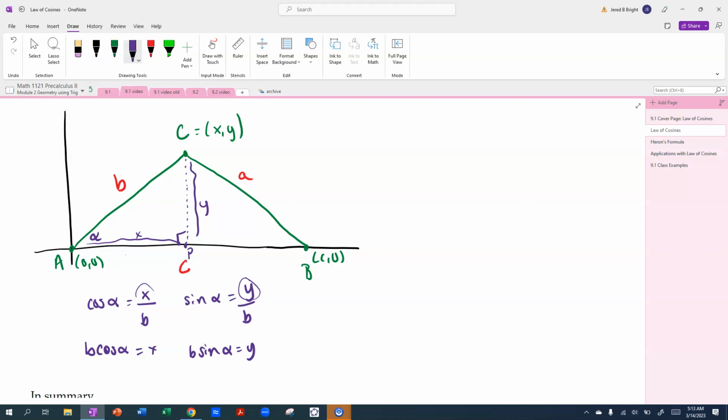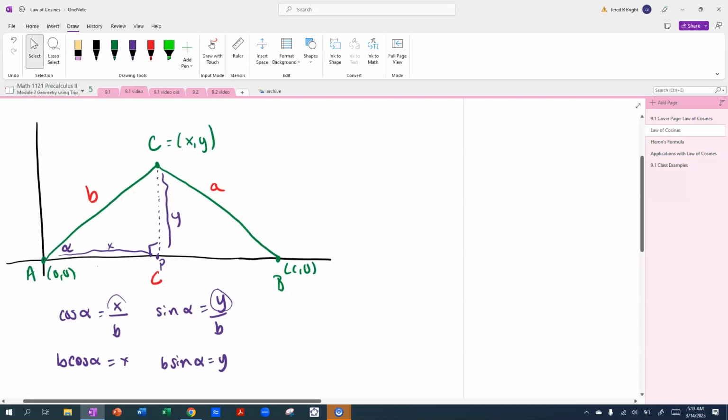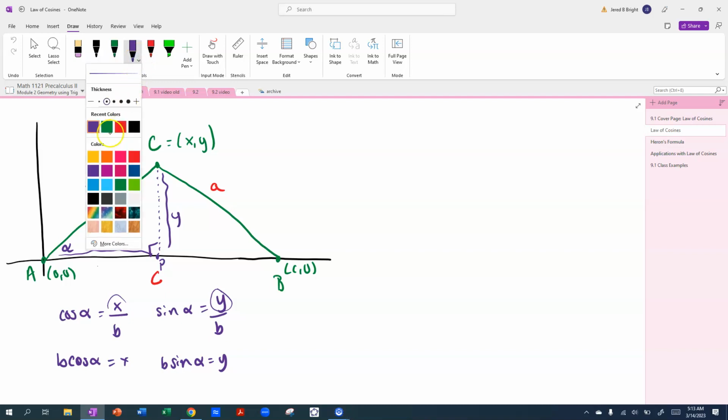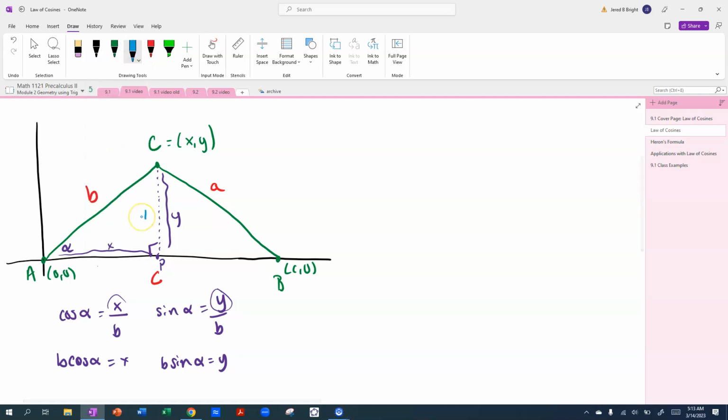What do I do with that? Great question. I'm glad you asked. The other thing that we need to look at is when we drop that altitude, we actually make two right triangles. We made the right triangle that we just looked at, and the second right triangle. So we haven't done anything with the second right triangle.